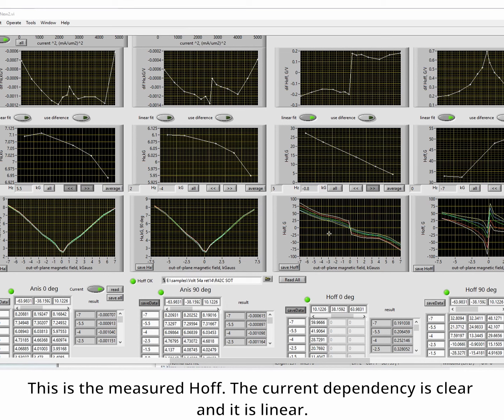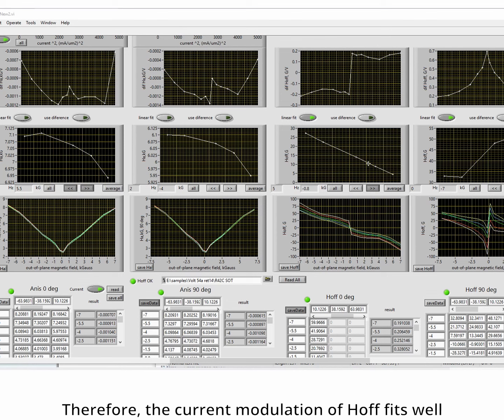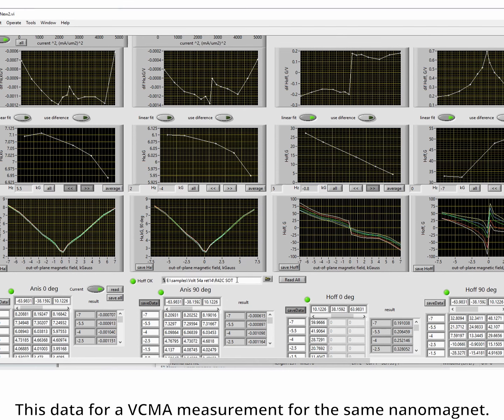This is measured offset field as function of external magnetic field. Current dependency is clear and it is linear. Therefore, current modulation of offset field fits well for the requirement of parametric reversal as well.